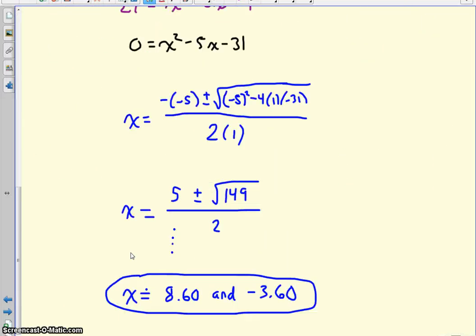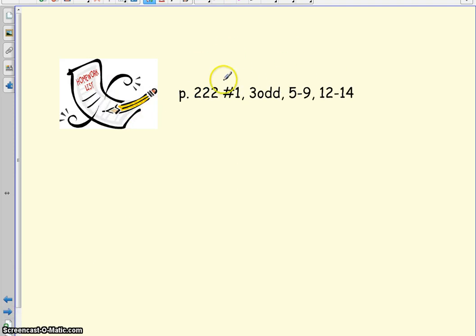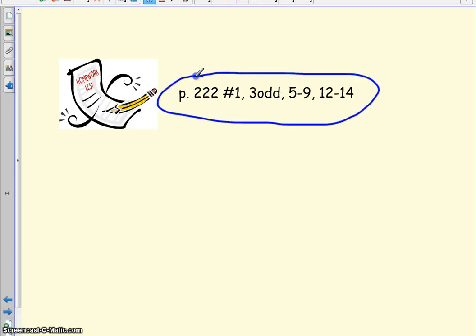Okay, so that's it, that's all. Again, practice, as always. There are some questions there to work through, a mix of word problems and just practicing the quadratic formula, and work through it. Let me know if you have any questions. Okay, that's it, that's all.